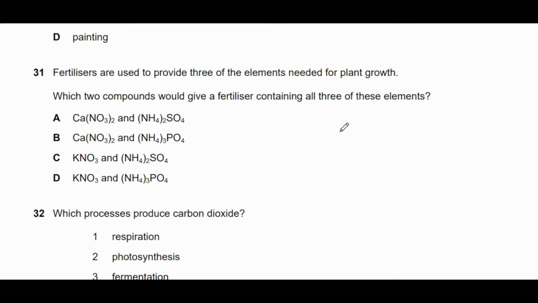Fertilizers are used to provide 3 of the elements needed for plant growth. Which 2 compounds will give a fertilizer containing all 3 of these elements? So firstly, you need to know what these 3 elements are. It's N, P, and K: nitrogen, phosphorus, potassium. So which of these contains all 3? You just need to look at the compounds. So very simply, the answer is D because it has K, N, and P.